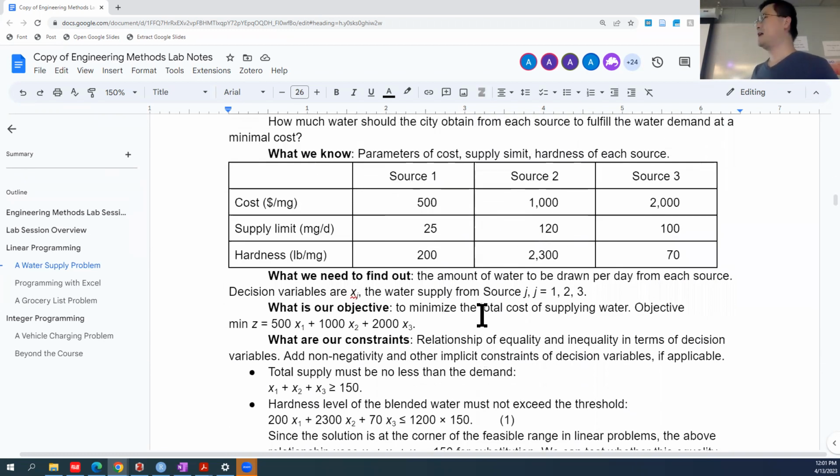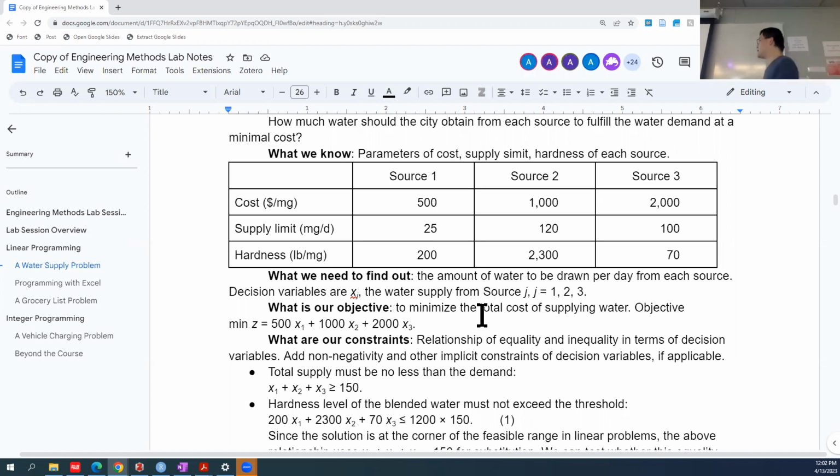So from the list of six steps, we know that the first step is that we want to extract some information from the problem. Here, as I demonstrated earlier, there are two coefficients from each source, right? One is about cost, the other is about hardness. We can easily and very efficiently summarize these pieces of information in a table. So visually construct the table so that we have the decision variables on each column, and we have the coefficient names on the rows.